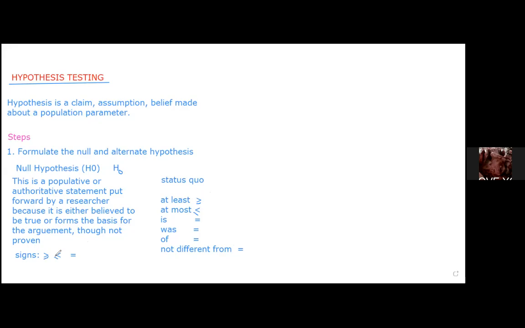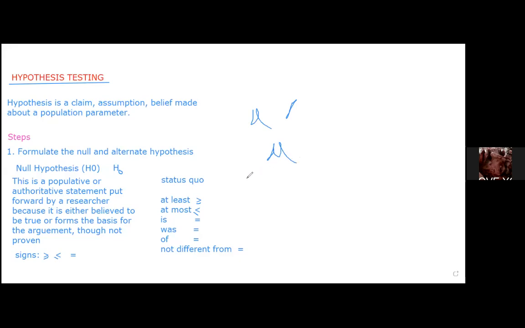Okay, should be in the H0. And take note that the hypothesis is always about the population parameter. Therefore, it is mu. So you use the mu to formulate the hypothesis, that's a mu.